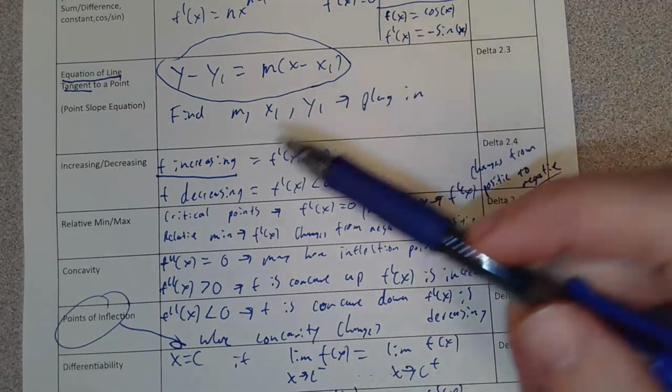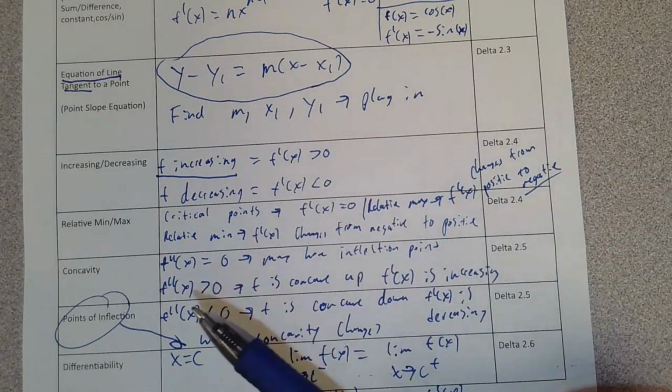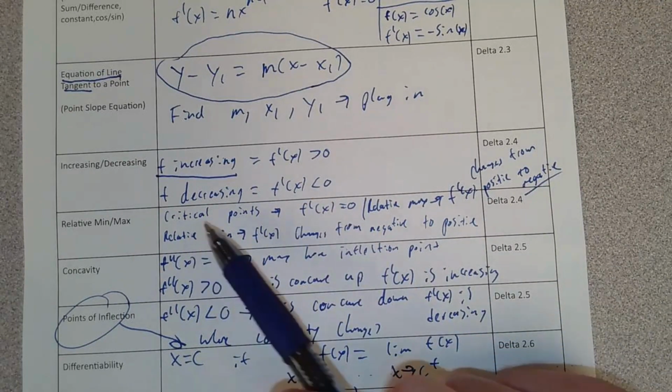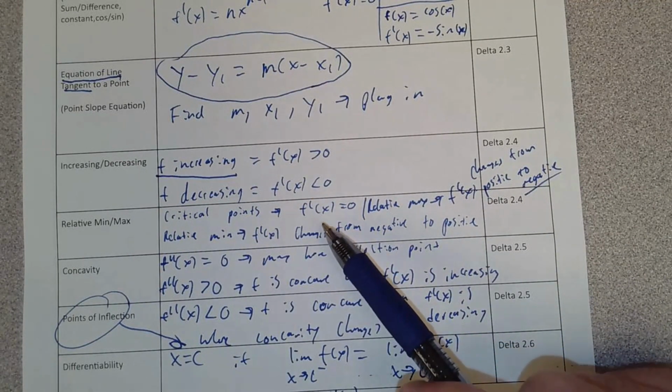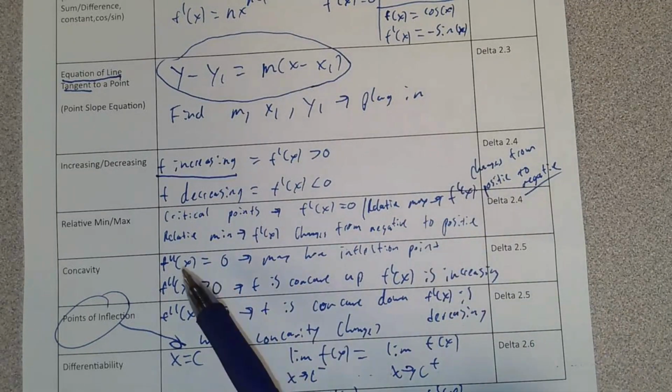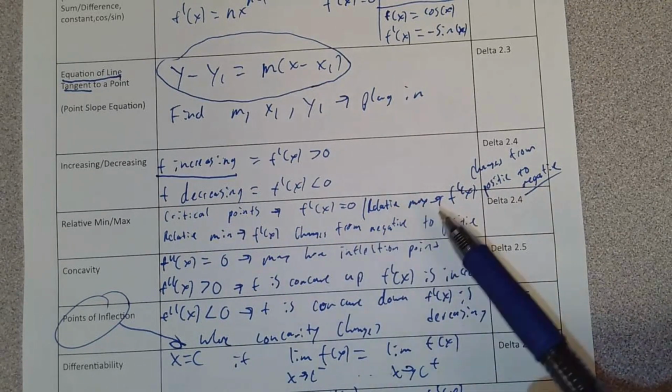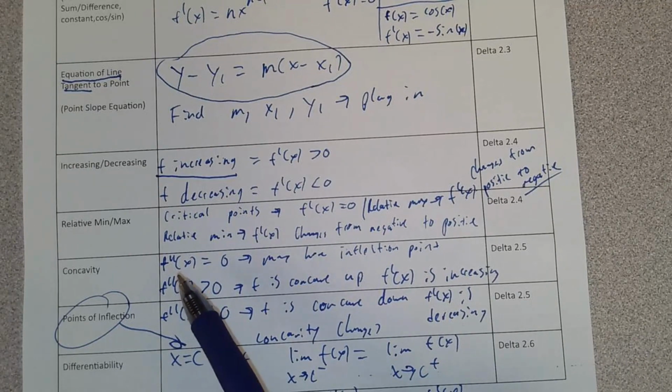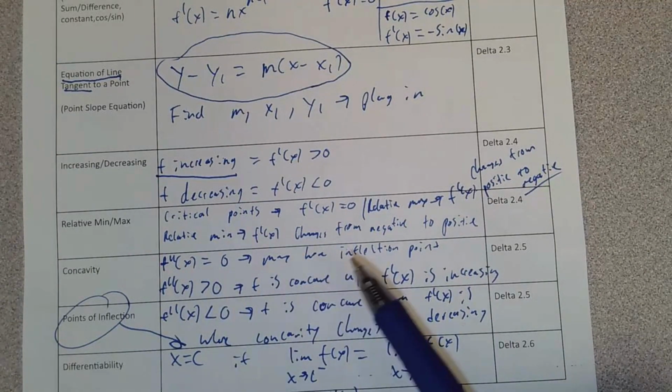Okay, when f is increasing, derivative is positive. When it's decreasing, derivative is negative. Critical points are when the derivative equals 0. Relative max is when we change from positive to negative. Relative min is when the derivative changes from negative to positive. When the second derivative is 0, you may have an inflection point.